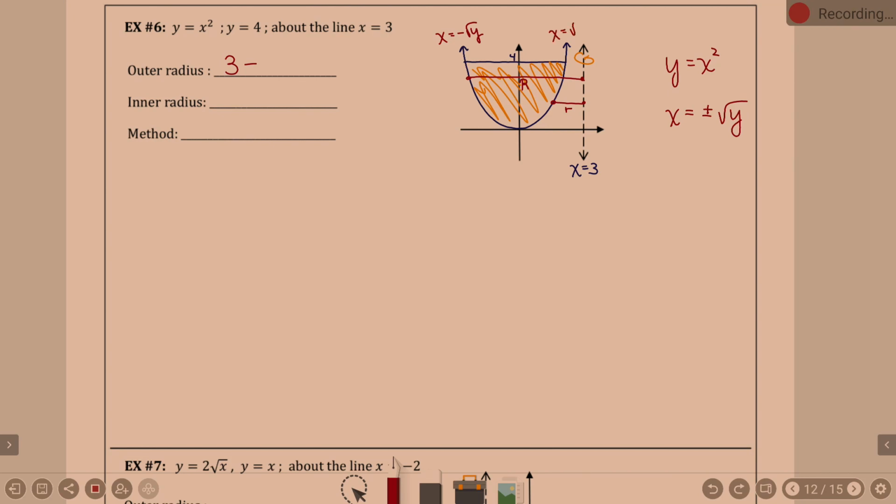X equals positive square root of y. That's going to matter in your setup, because if you do this setup wrong, everything's going to cancel and you're going to get 0, which isn't really going to work.